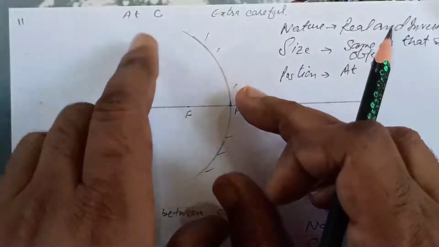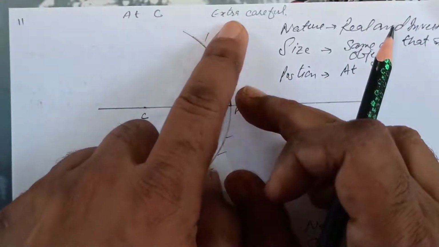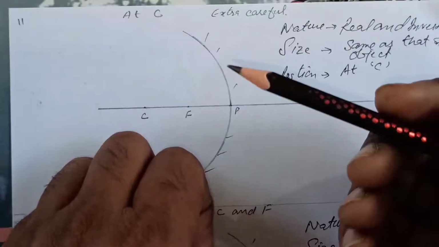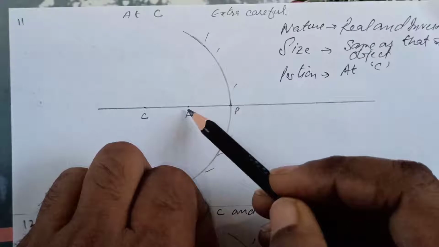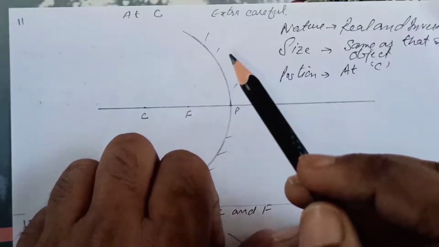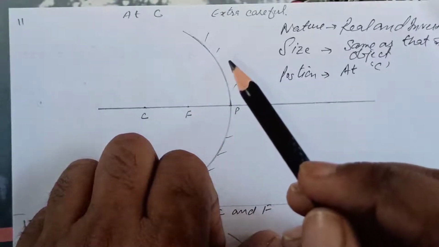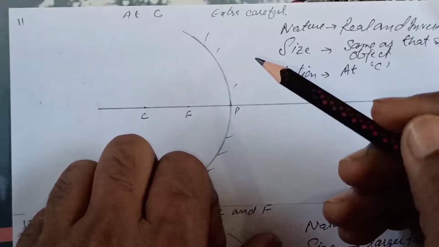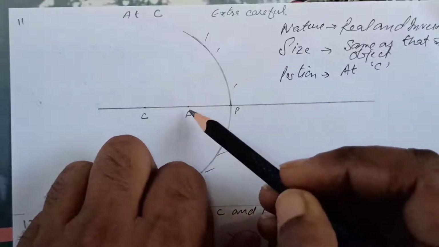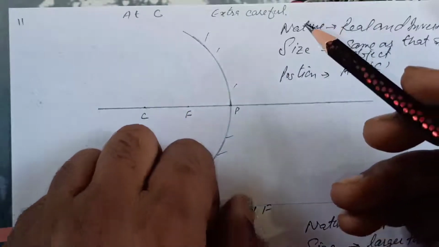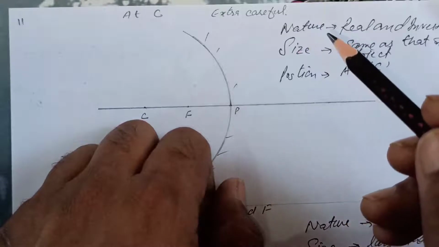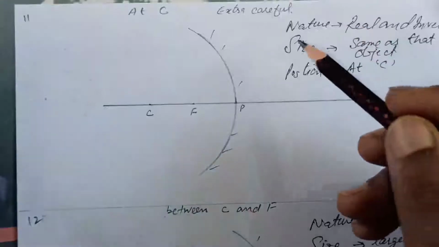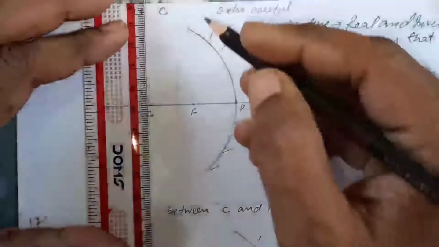Whenever you are drawing this image, beta, you have to be extra careful, because of a small mistake. If your pencil is not sharp, or your points P, F and C are not exact, or if you are drawing a parallel ray and it's slightly not parallel, or the ray is not exactly passing through F or C, a small mistake by you will change the position of the image. So you have to be extra careful for this.